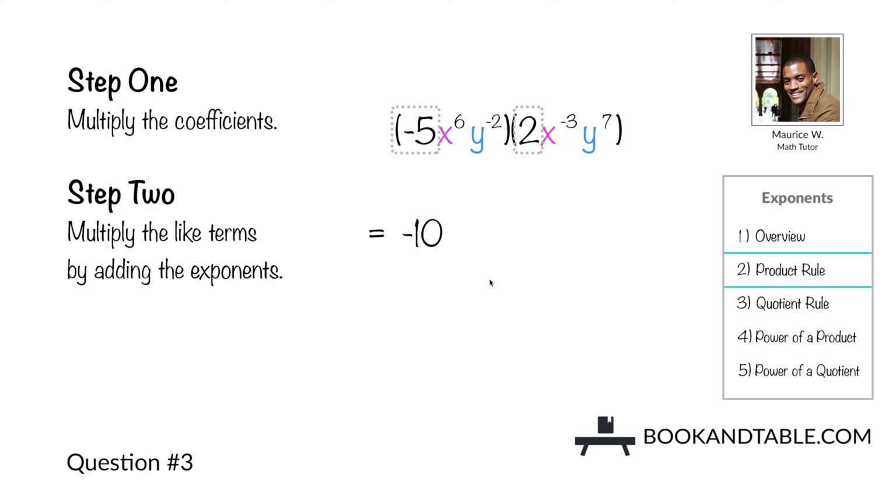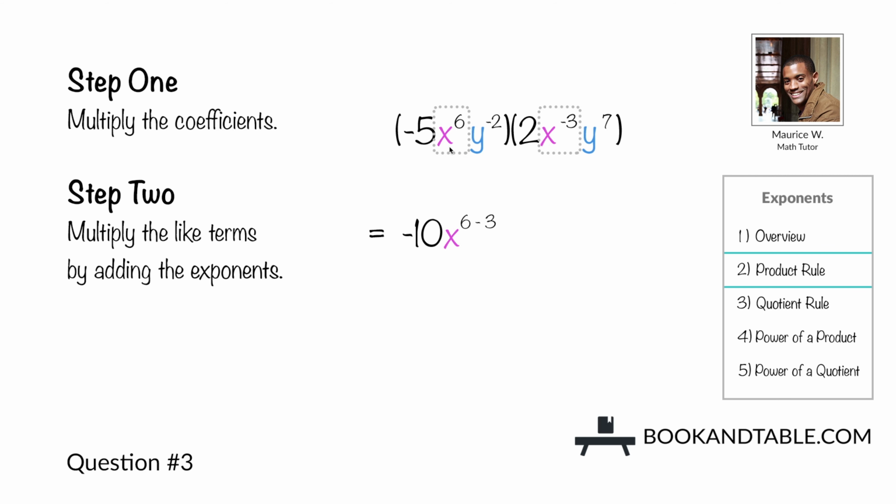Question number 3, negative 5 x to the 6th y to the negative 2 times 2 x to the negative 3 y to the 7th. Step 1, multiply the coefficients. Negative 5 times 2 is equal to negative 10. Step 2, multiply the like terms by adding the exponents. So we multiply our x's, and then we'll multiply our y's.